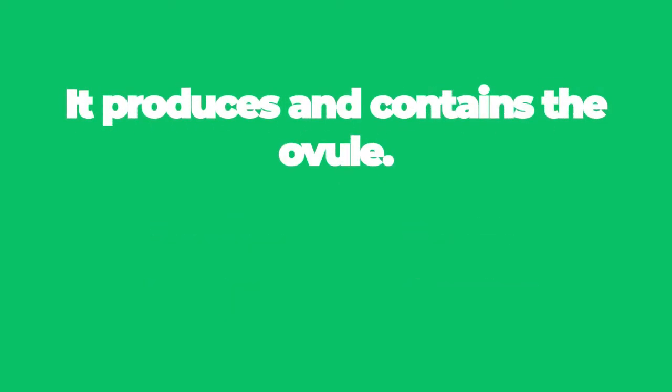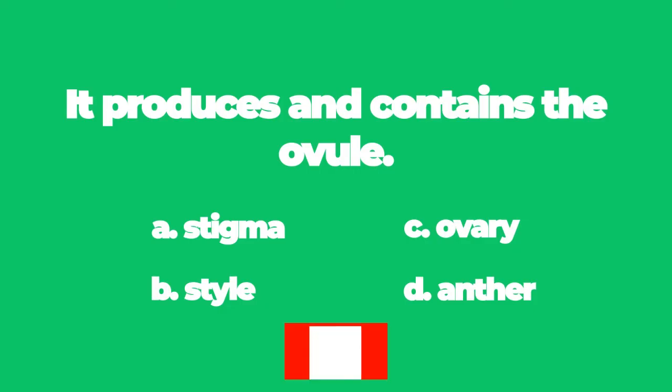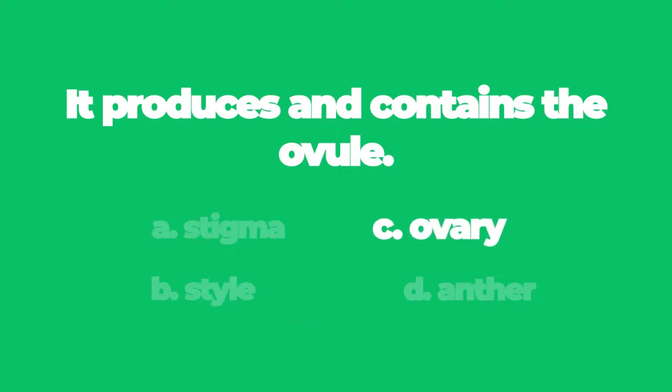Number four, it produces and contains the ovule. A. Stigma. B. Style. C. Ovary. Or D. Anther. C. The ovary produces and contains the ovules.